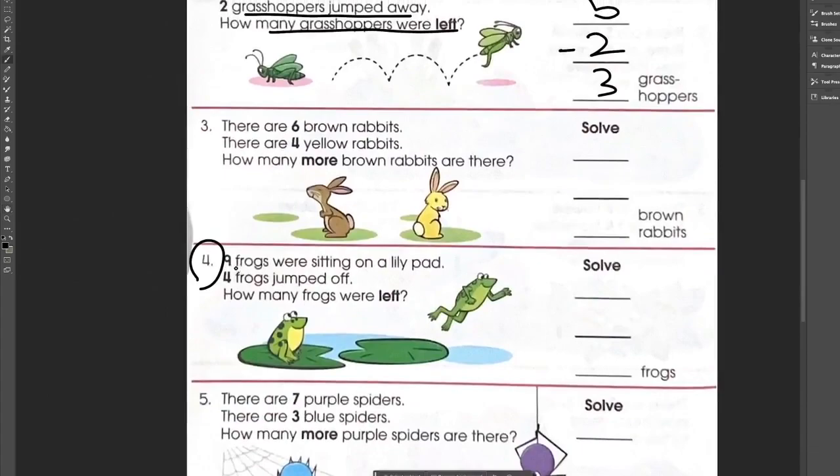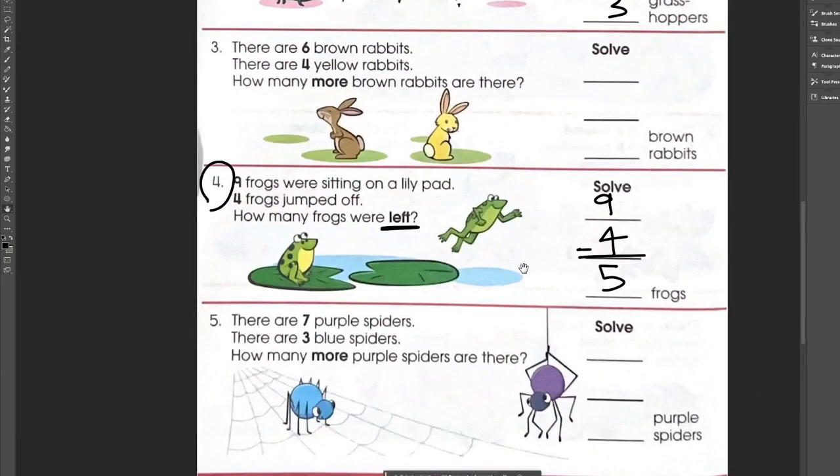Alright, let's do the same thing for 4. 9 frogs were sitting on a lily pad. 4 frogs jumped off. How many frogs were left? There's that word again, so we know we have to subtract. 9 frogs were originally sitting on the lily pad, so we put 9 as the top number. 4 frogs jumped off, so that means 4 is the bottom number. Then we just subtract 4 from 9, and we get 5 frogs were left.